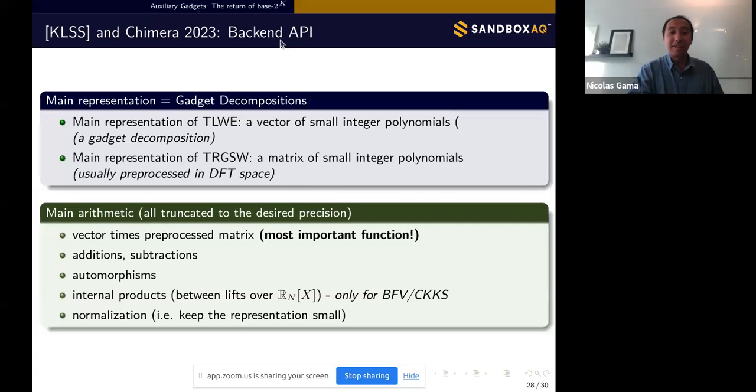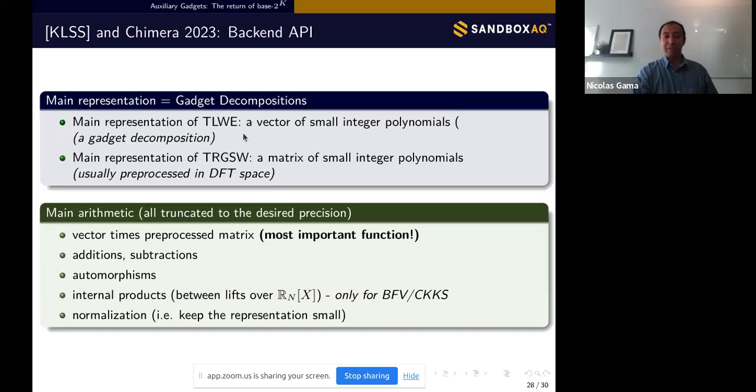So what does it mean? What should be the new backend API? All of that, both this work and the work of KLSS this year, seems to say that the best representation for TLWE and TGSW, and yes, LWE and GSW, is to take the gadget representation as the main representation. So instead of taking an arbitrary representation and then finding a strange gadget decomposition that is efficient, let's just take the gadget decomposition as the main representation.